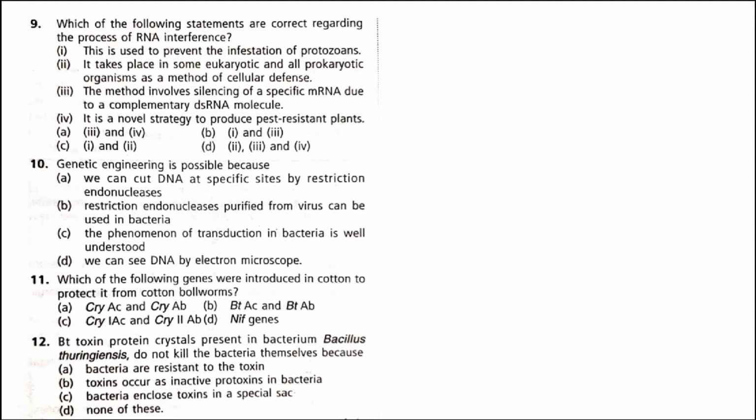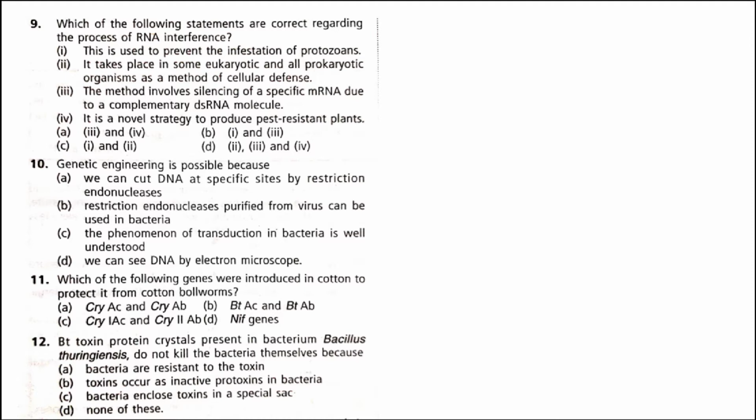Next, which of the following genes were introduced in cotton to protect it from cotton bollworms? Option A, cry-AC and cry-AB. B, BTAC and BTAB. C, cry-1AC and cry-2AB. And D, NIF genes. So here the answer will be option C.